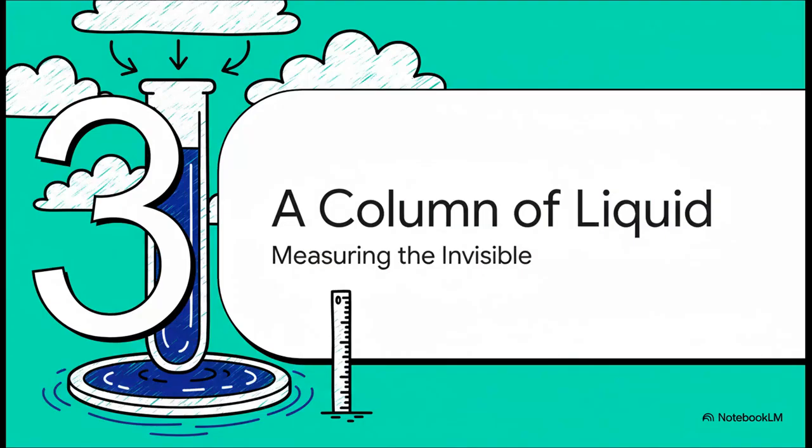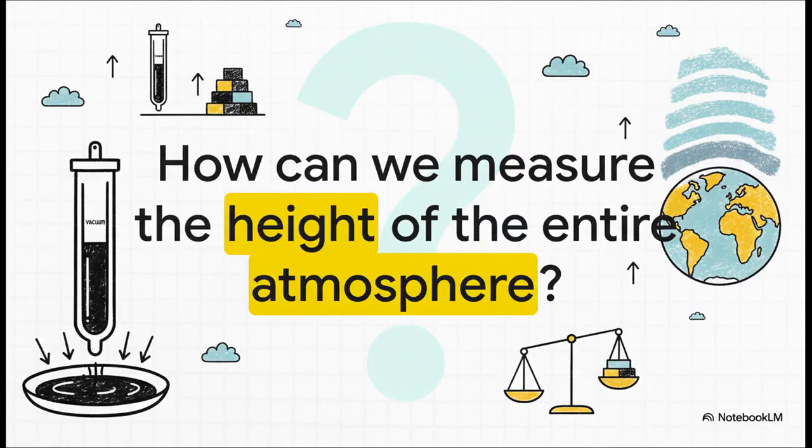So great, we have our formula, P equals rho g h. But this leads to a pretty big, pretty obvious problem. To use it, we need to know h, the height of that column of air, which brings up a huge question. I mean, think about it. The atmosphere doesn't just have a neat little lid on it, it just fades out into space. So how on earth are you supposed to get a number for h if you don't even know where the top of the column is?